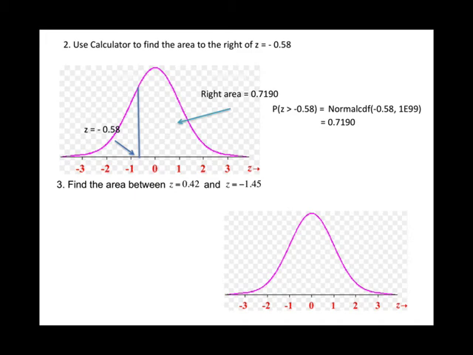Find the area in between 0.42 and negative 1.45. So this is going to be the area in between. When you see the picture, the lower value will be this point, which is negative 1.45, and the upper value will be 0.42. Use the calculator, and you should get this number.